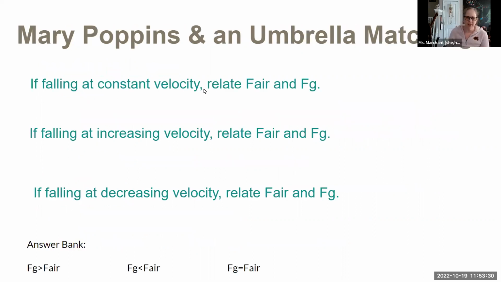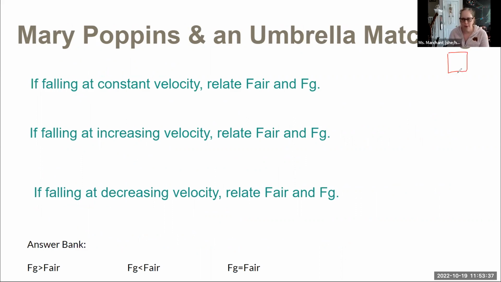So we're going to start here with Mary Poppins and an umbrella. It doesn't have a lot of information there, but we're talking about Mary Poppins as the little square. Gravity is pulling her down and air resistance is pulling her up, and she has that umbrella. It does not say air resistance is negligible. So we have 3 specific conditions, and you can try on your own to see which one of the answer bank works with each condition. So let's go check out what you did.